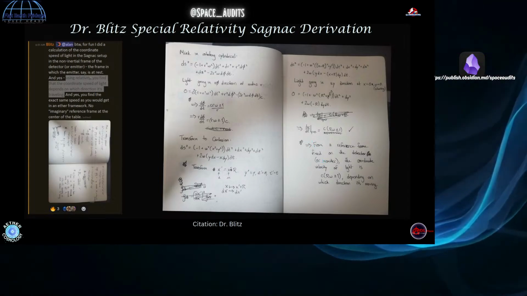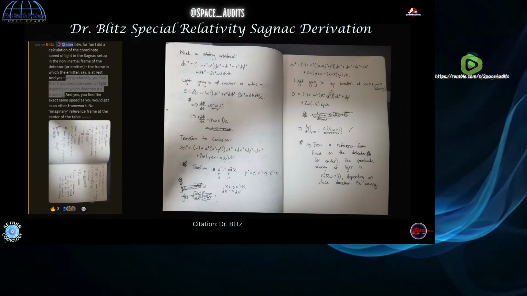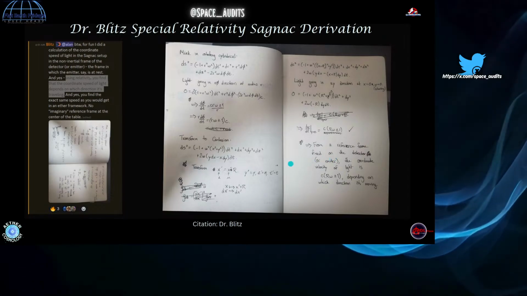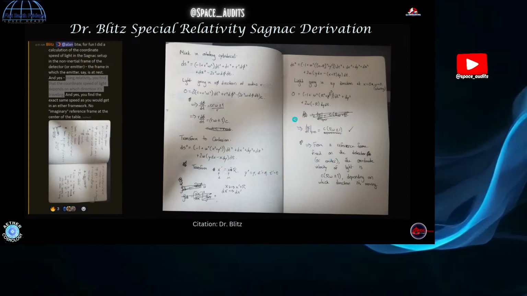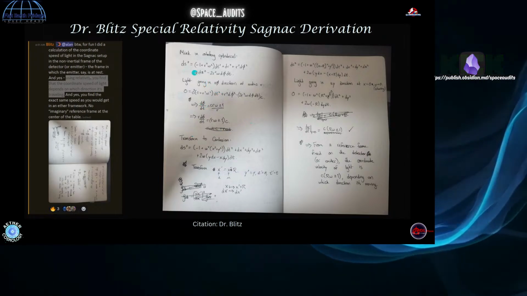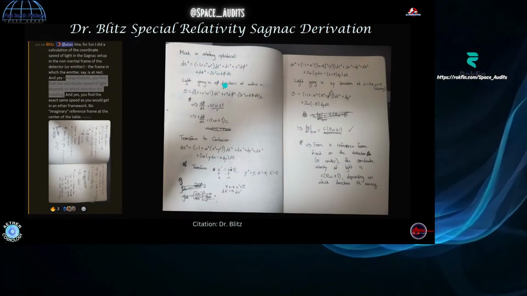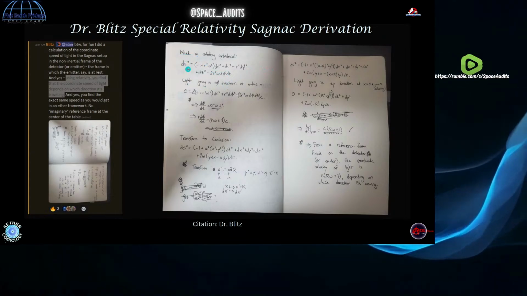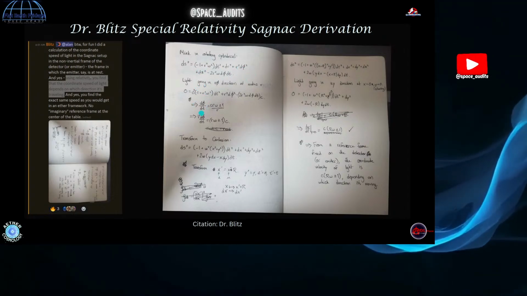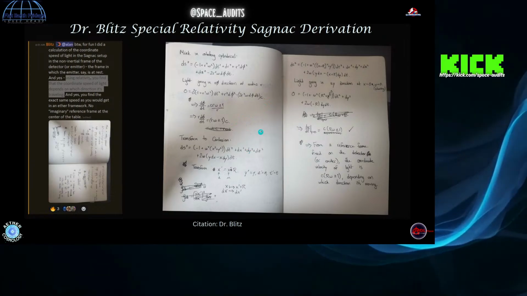And here we have PhD Blitz, who runs a YouTube channel and TikTok, a modern relativist and quantum electrodynamics guy, who tried to derive the Sagnac effect. And here he starts with a rotating cylinder coordinate system from Minkowski. So he's got the coordinates for a space-time for a cylinder, and he does a transformation to a rectangular coordinate system, just taking all the time coordinates from it.